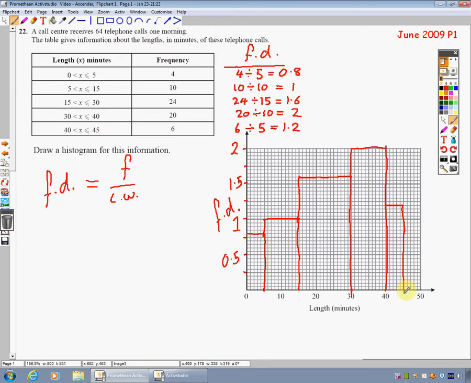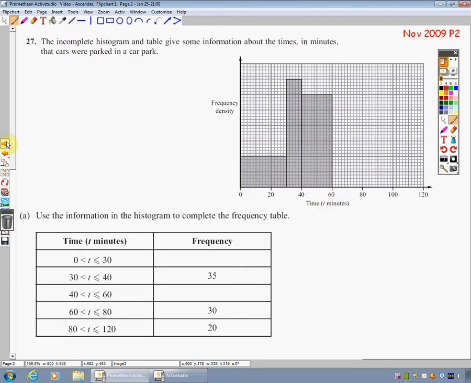That's plotting one from a table. However, exams are very notorious at wanting to give us half a table, half a graph, and we have to work back. You'll see here that we have a graph of a histogram, and we have a table for that histogram, and we don't even have a scale for our frequency density. So the first job is to work out our scale.